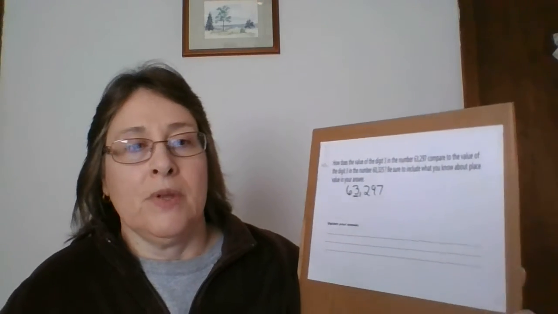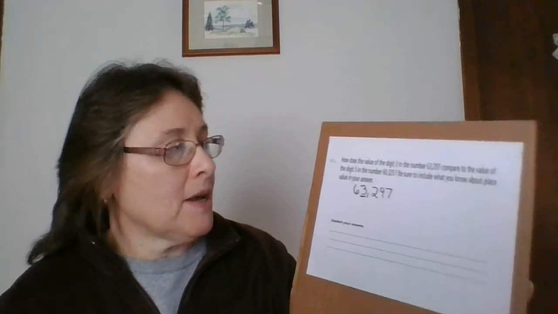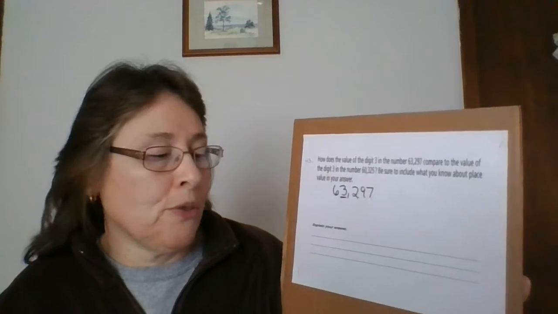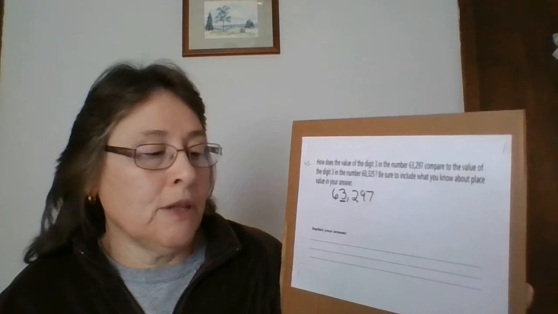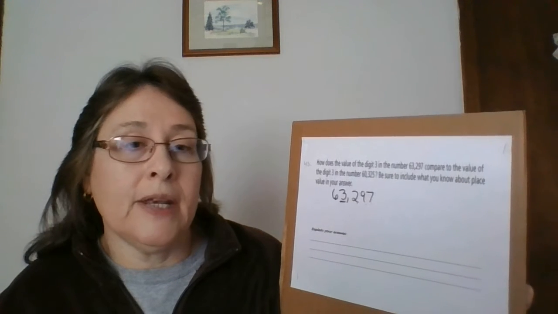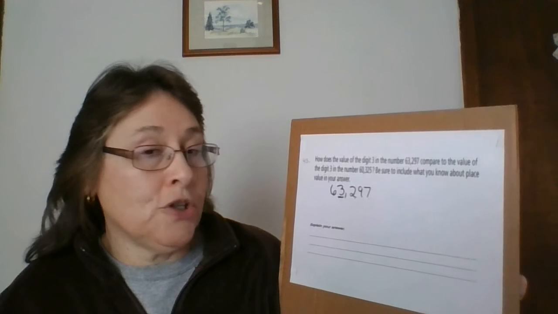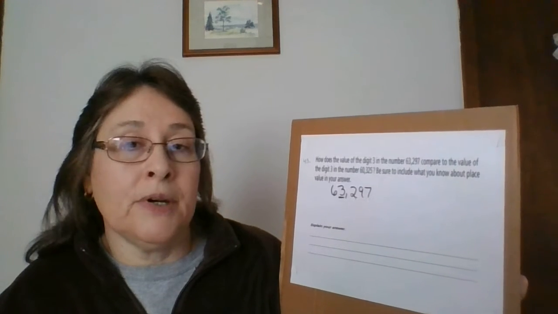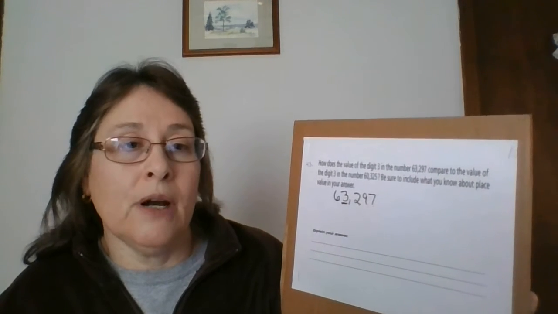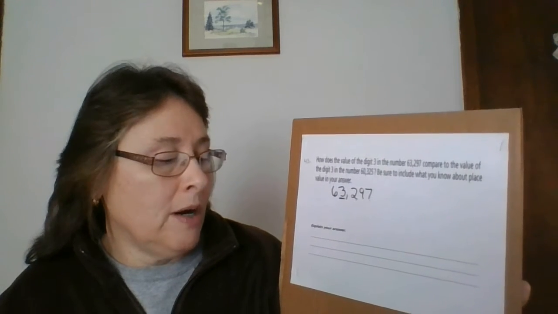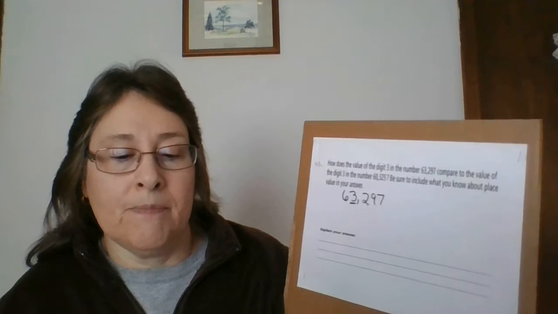Today I'm going to start with question 43 in your math review packet. Question 43 says, how does the value of the digit 3 in the number 63,297 compare to the value of the digit 3 in the number 60,325? Be sure to include what you know about place value in your answer.